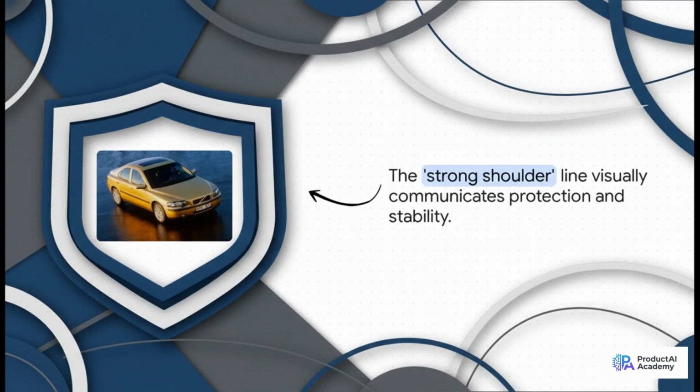See this line here? The one running along the side of the car? Volvo calls it the strong shoulder line. And it's such a subtle yet powerful design element that just screams safety. It's a visual promise of protection, a design cue that's as strong as the steel it's made from.